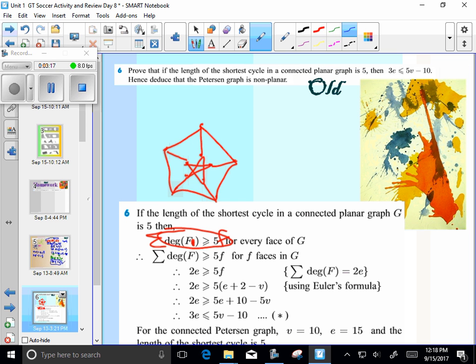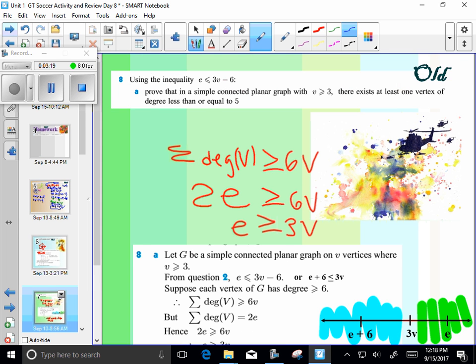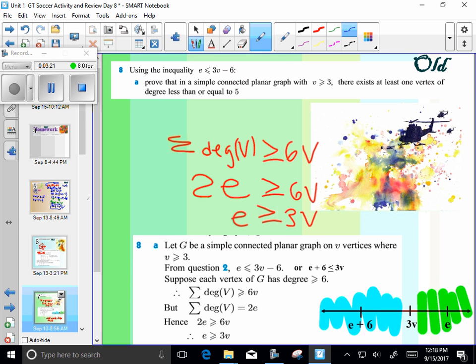Next, I did 6 in class. All right, take a look at number 8 here. Number 8 says, prove that in a simple connected planar graph, v is greater than or equal to 3. We're using this statement from before: there is at least one vertex of degree less than or equal to 5. This is definitely above and beyond, but it's going to make sense to you. We want to prove that at least one is less than or equal to 5.